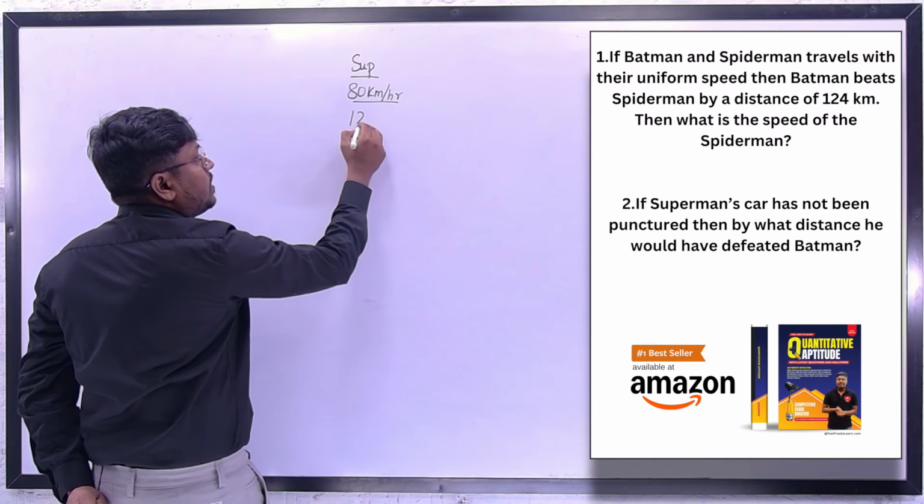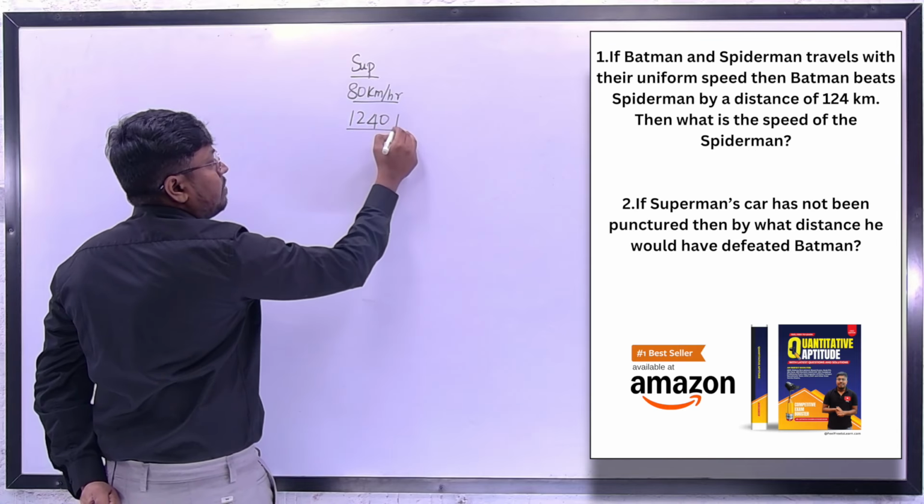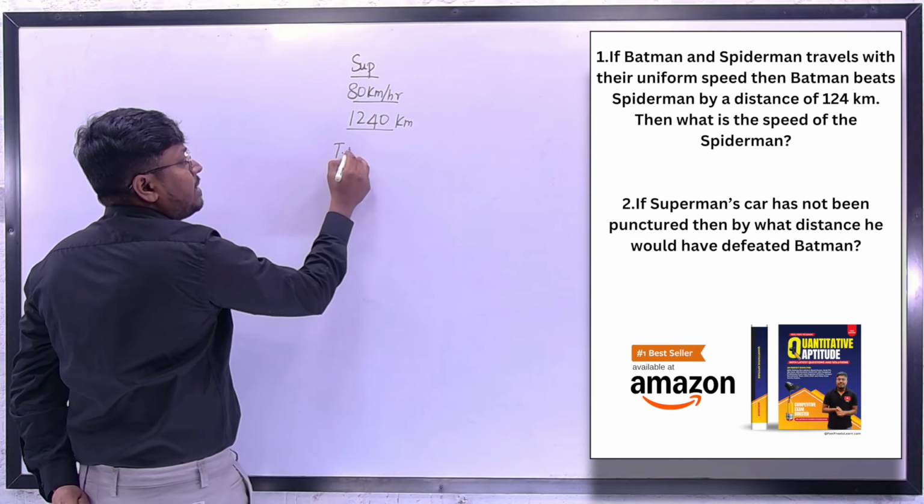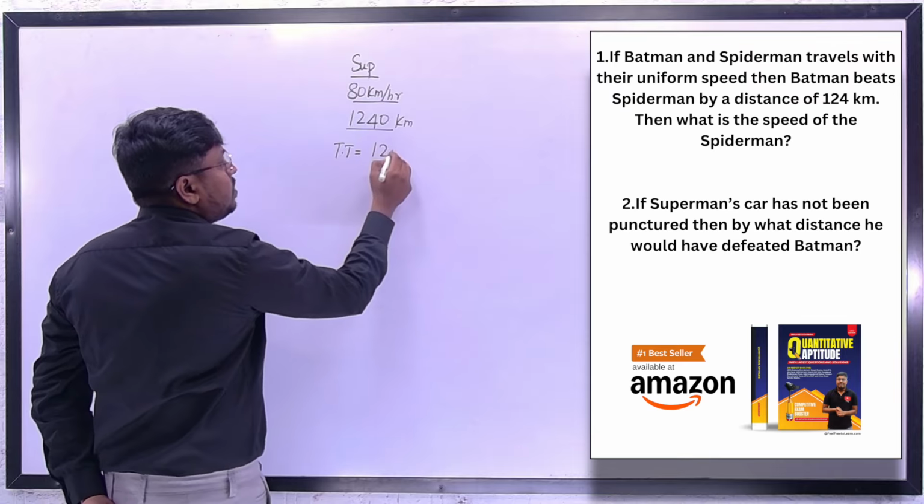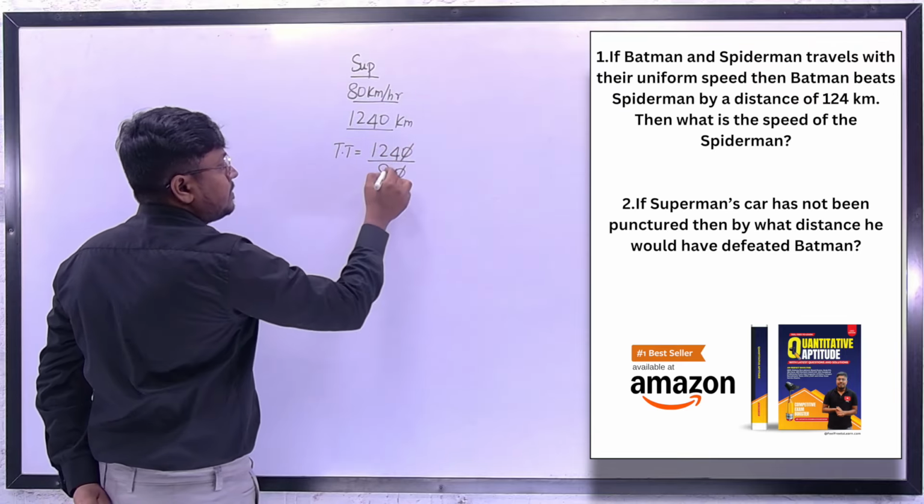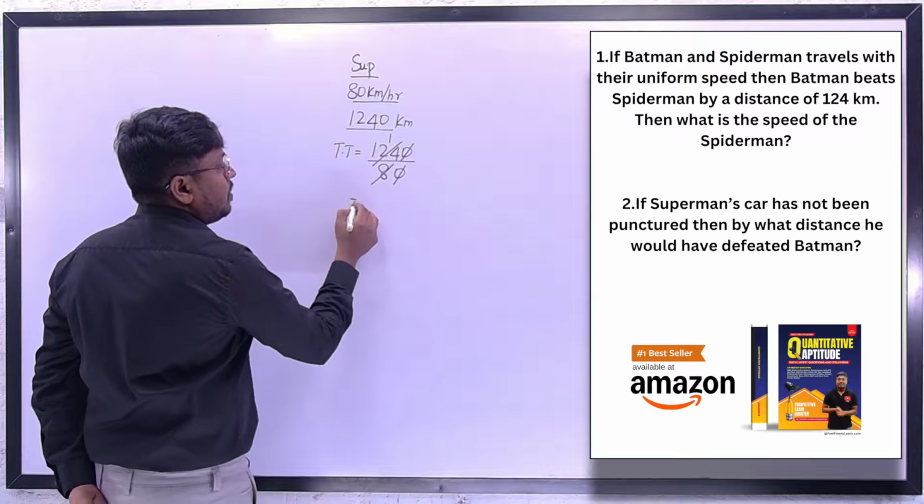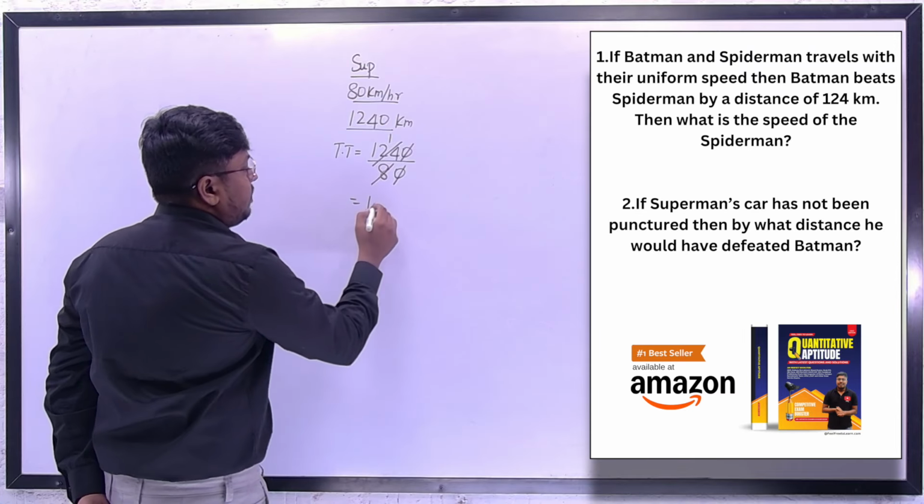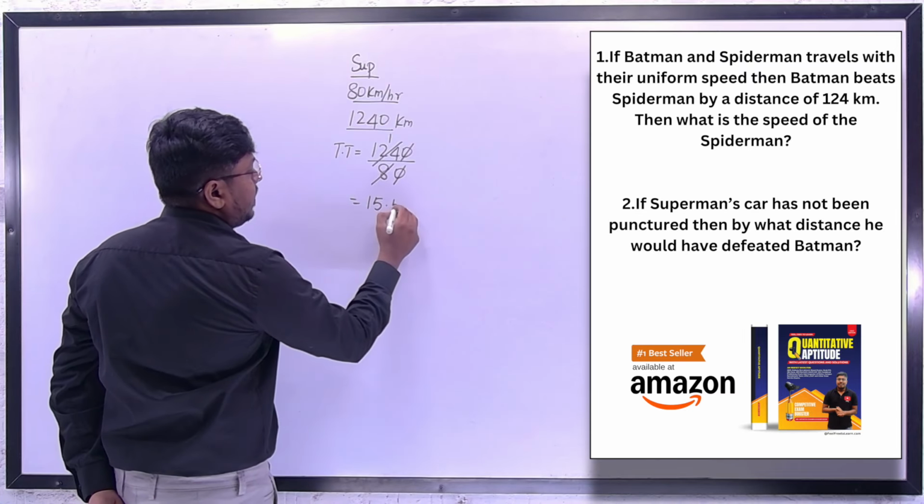And we know that the total distance will be 1240 kilometers. So let's see what the time taken is. Time taken will be 1240 divided by 80. So we can cancel it. 1 8s are 8, 8 5s are 40, again 5.